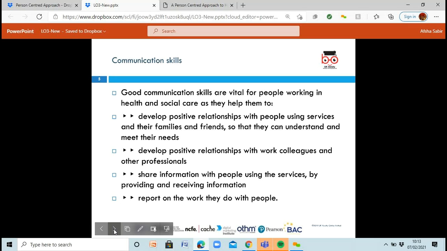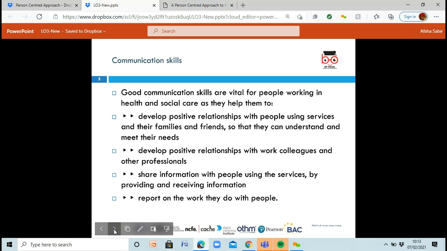People do actually form a sort of mini attachment to you when they're seeing you or when they're visiting a certain place. So with the way you behave, with the way you listen to others, and the way you convey yourself, that will actually help you to develop a positive relationship.